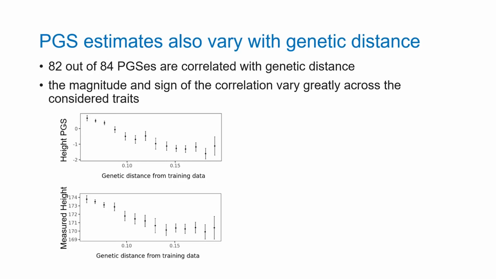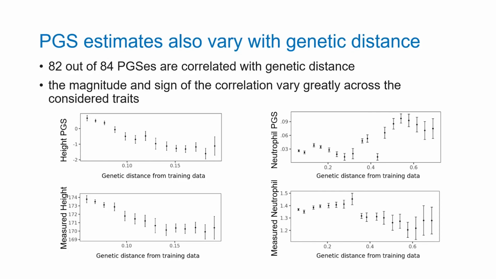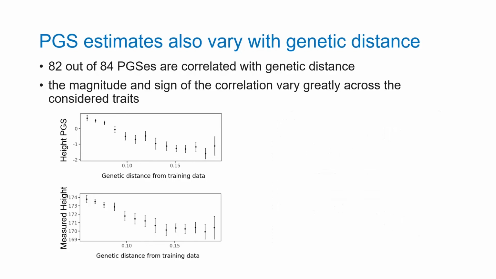And I'm going to exemplify this with just two example traits, and then I'll finish. One is about height, where we see on the top the polygenic risk score, just in Europeans, going down according to the distance in the training data. You see how the polygenic risk score goes down, and that matches really well with what we actually see in measured height.